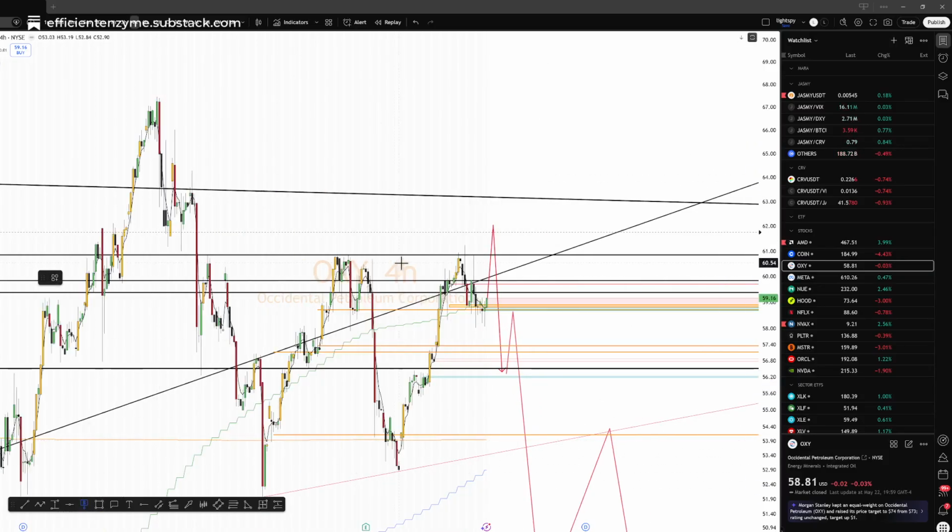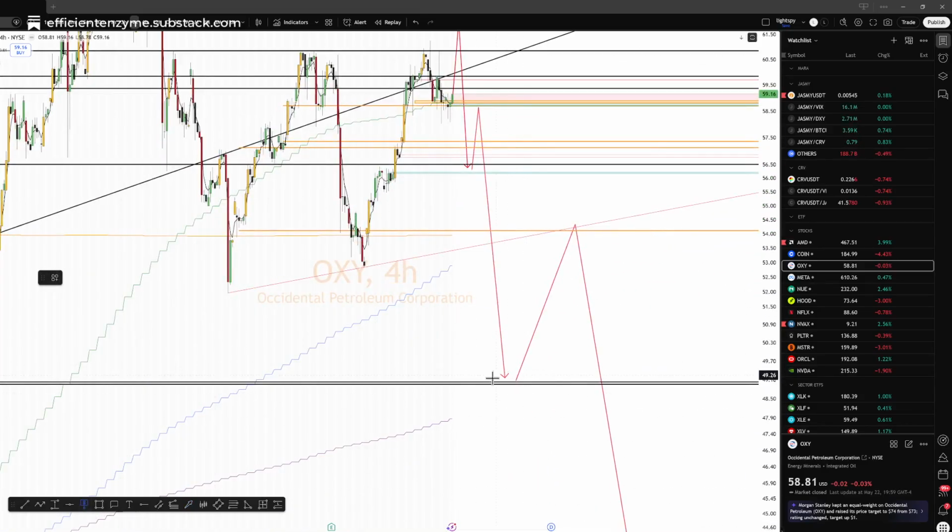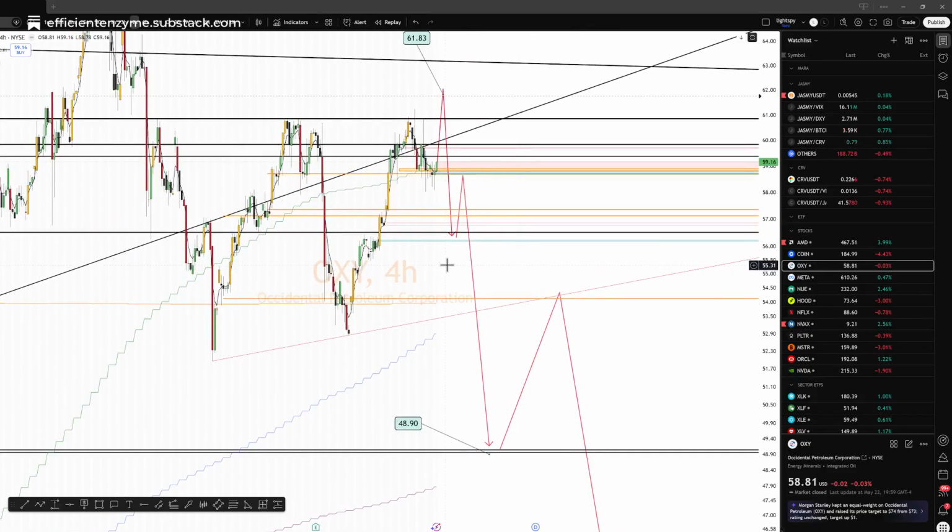But again, I'm not planning on shorting OXY until 62. My stop loss for that short will be 66, and my take profit is all the way down here. I'm going to take this thing down to 48. I do expect a little relief bounce, so I'll trim right there just to protect my stop loss, right? I do that all the time with leverage. I protect my stop loss.